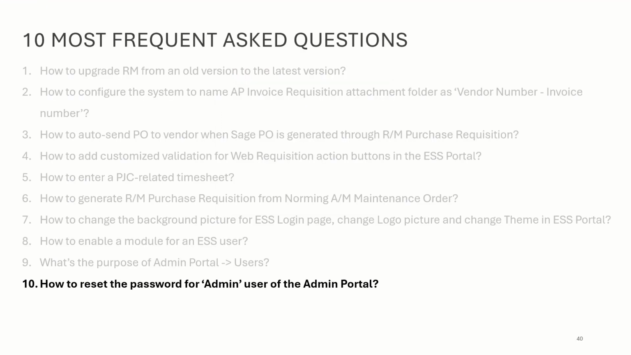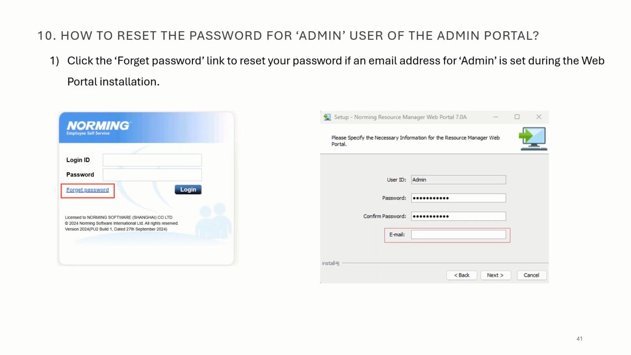Last question for today's Q&A section is how to reset the password for the admin user of the admin portal. If you happen to forget the password for the admin user to log in to admin portal, you may click on this link, forgot password, and the software will provide you a box to key in the email address for password reset. The email address is the one you input during the web portal software installation.